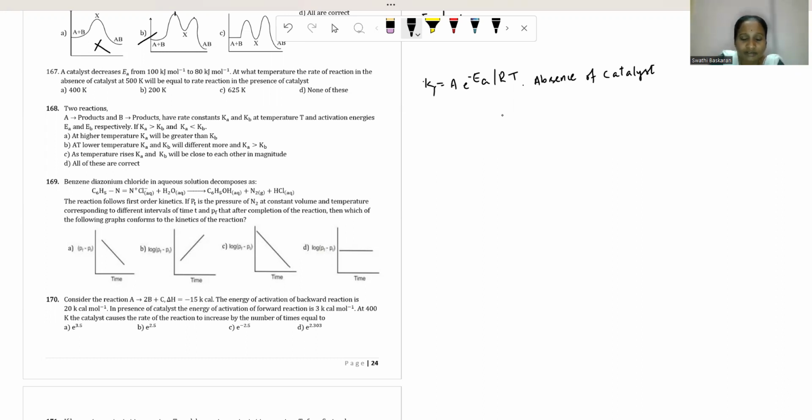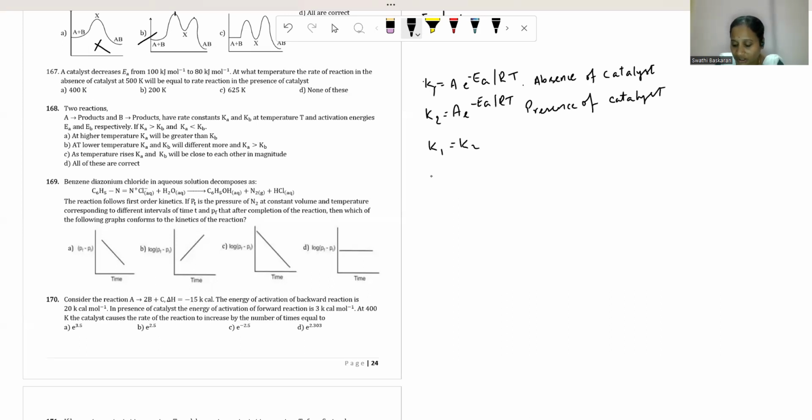And next, one more equation you can write, where K2 is equal to A e to the power minus Ea by RT, in the presence of catalyst. Now, what information have they given? They are saying at what temperature K1 and K2 become equal to each other. So at what temperature is K1 equal to K2.